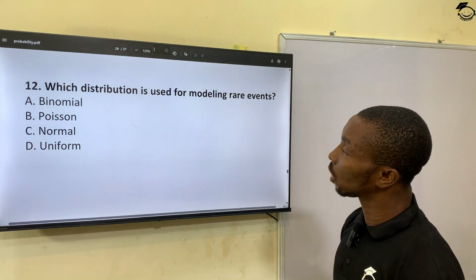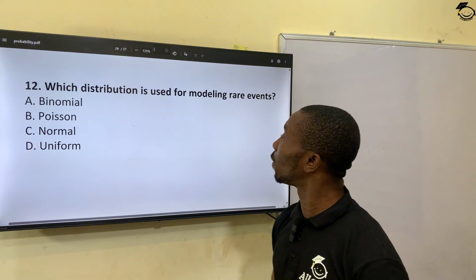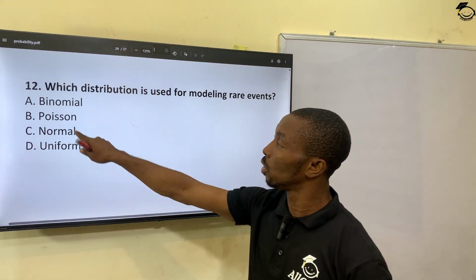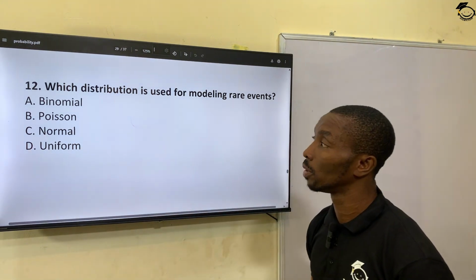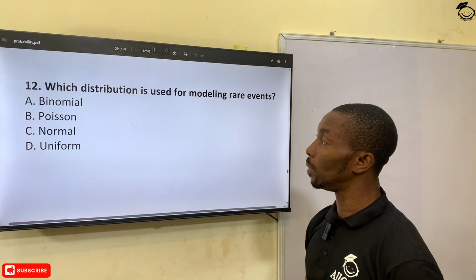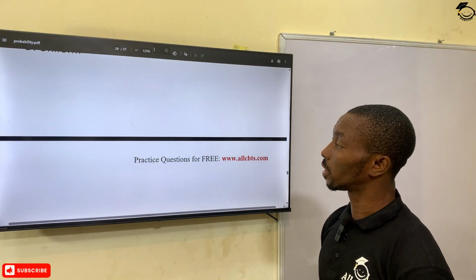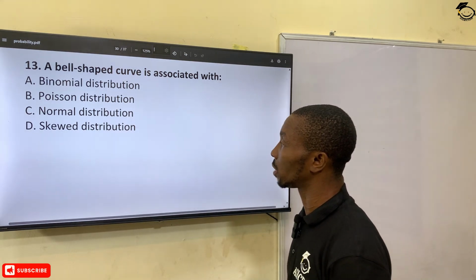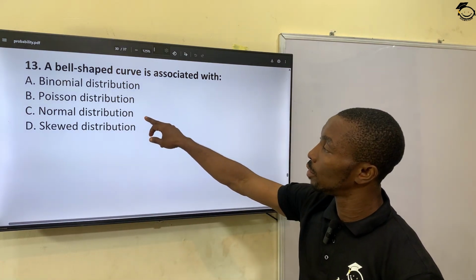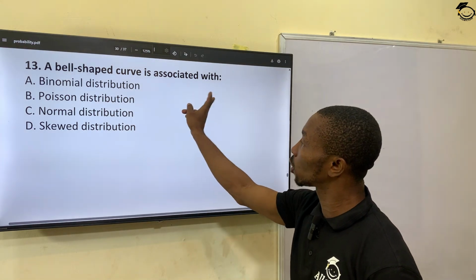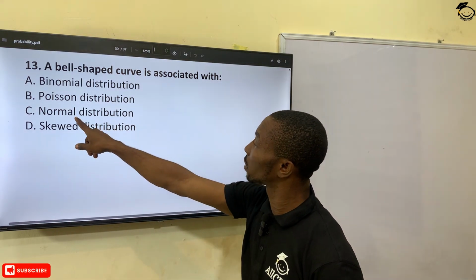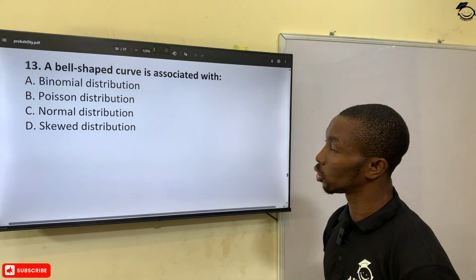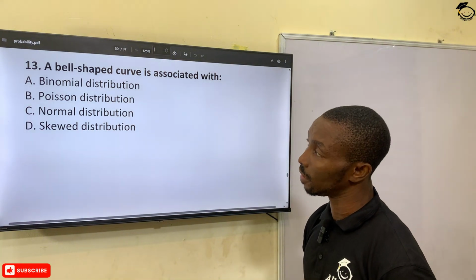Now, among all our forms of the distribution for modeling rare events, we are using Poisson distribution, which is option B. Our next question says, a bell-shaped curve is associated with a normal distribution. A bell-shaped curve is associated with normal distribution, which is option C.